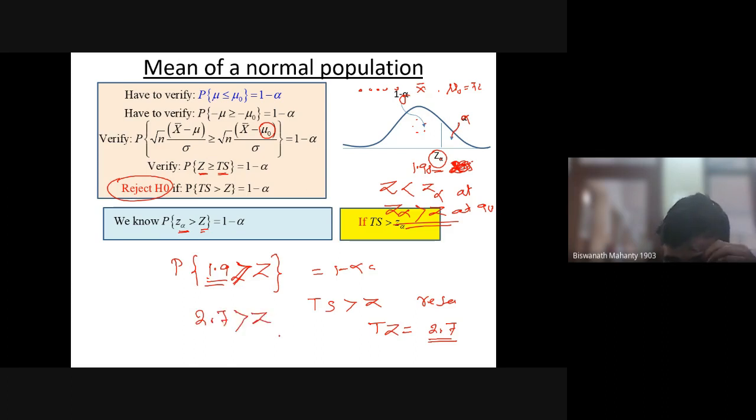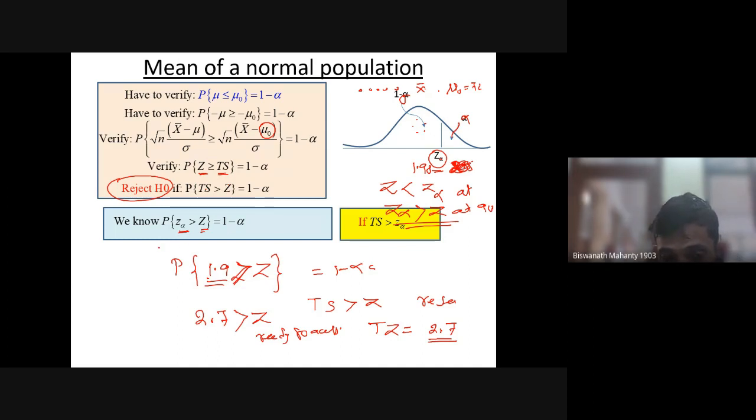Are you happy with that? Are you ready to accept it? 2.7 greater than Z. Will you accept that or not?